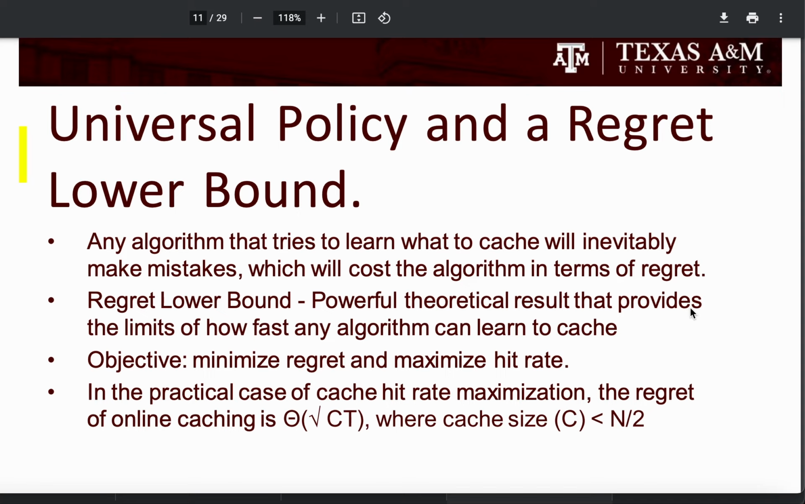So essentially, what they're saying is that when we want to maximize the cache hit rate, essentially trying to find each and every popular file to keep in the cache, the average regret for such a caching algorithm can be given by theta of root CT.